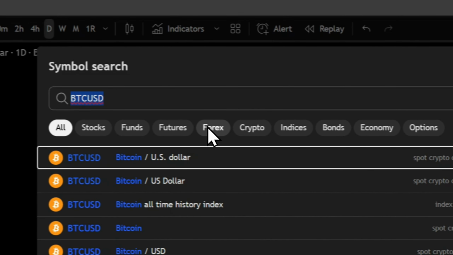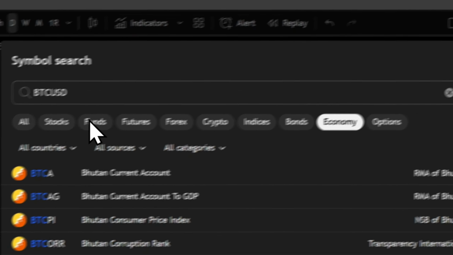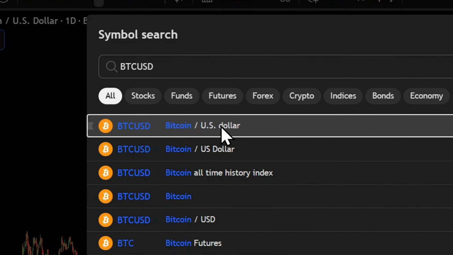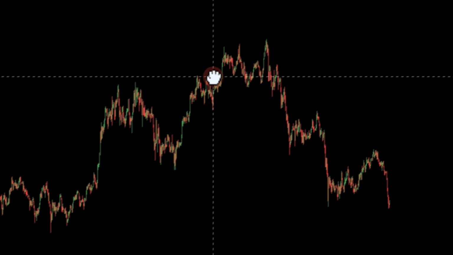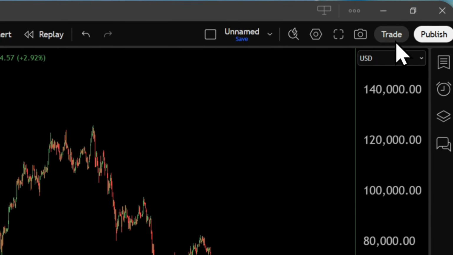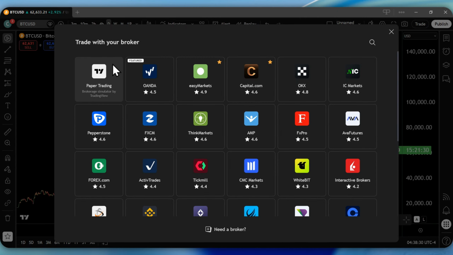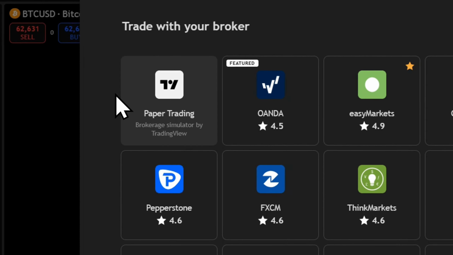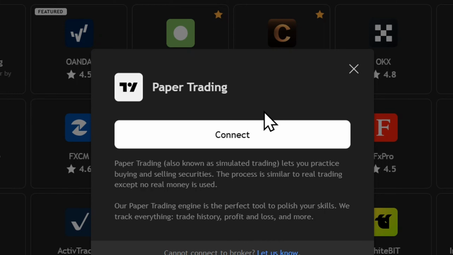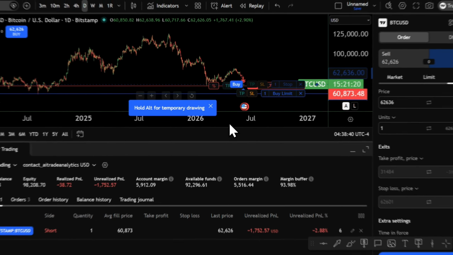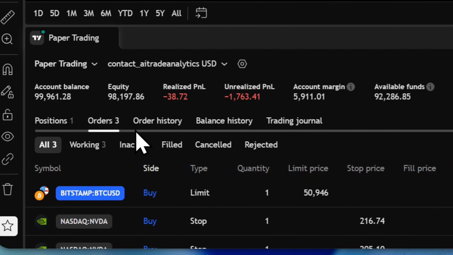I'm inside TradingView, and I've opened a chart for Bitcoin. You can use stocks, forex, crypto, futures, or almost any market available on the platform. The process is exactly the same. To access paper trading, look for the trading panel near the bottom of the screen. Click it. You'll see a list of brokers and trading connections. Instead of connecting a real brokerage account, choose paper trading. Then click Connect. Now you have a simulated trading account connected to TradingView.